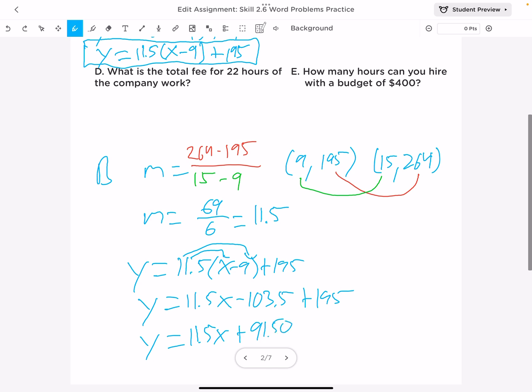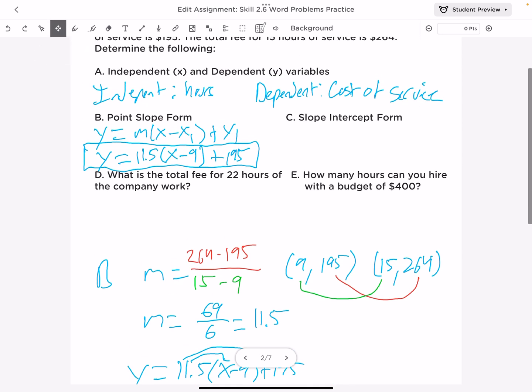So that must be that $91.50 is that fee that we would pay for the dumpster. So our slope intercept form is just y is equal to 11.5x plus 91.5. That's my answer.